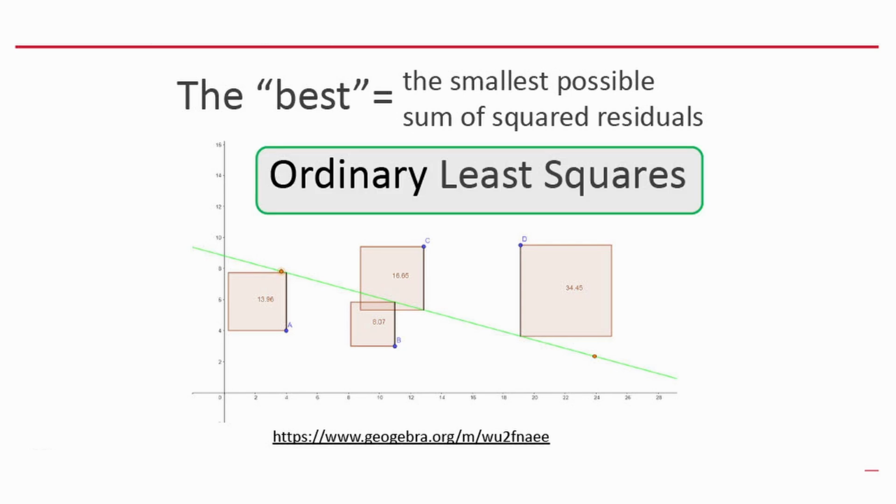This method is called ordinary least squares. Least squares meaning we are trying to find the smallest sum of squared residuals. And it's called ordinary because it is the very first method of its kind when it first came about. Since then, there have been many other adaptations to take into account different forms of data, weighting different data points differently, but this was the original method that used this type of distance from the line, and that being used to determine what is best.